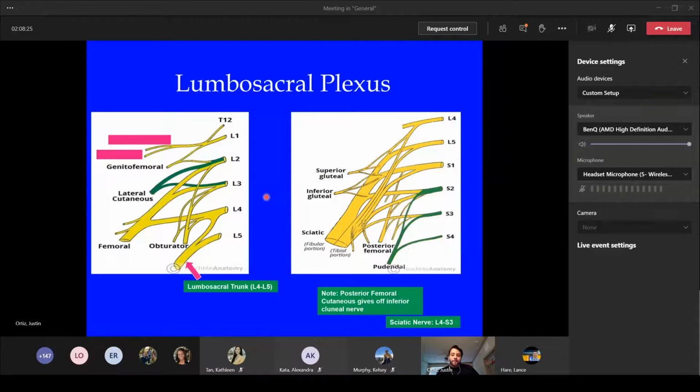I would also note that the posterior femoral cutaneous, again, remember, the inferior clunial nerve comes off the posterior femoral cutaneous. Does anybody remember what the superior and middle clunial nerves come off of? Dorsal primary ramus. Yes, dorsal primary ramus, and that's also going to supply the deep back muscles. And then we have pudendal here as well.